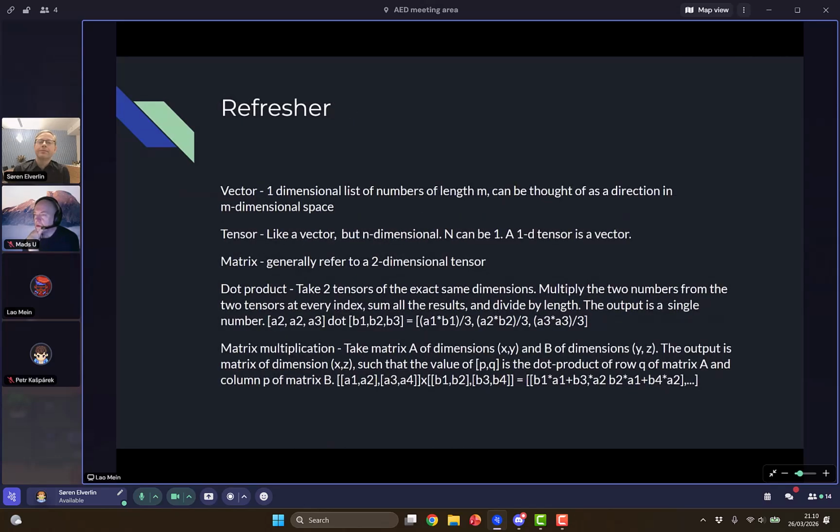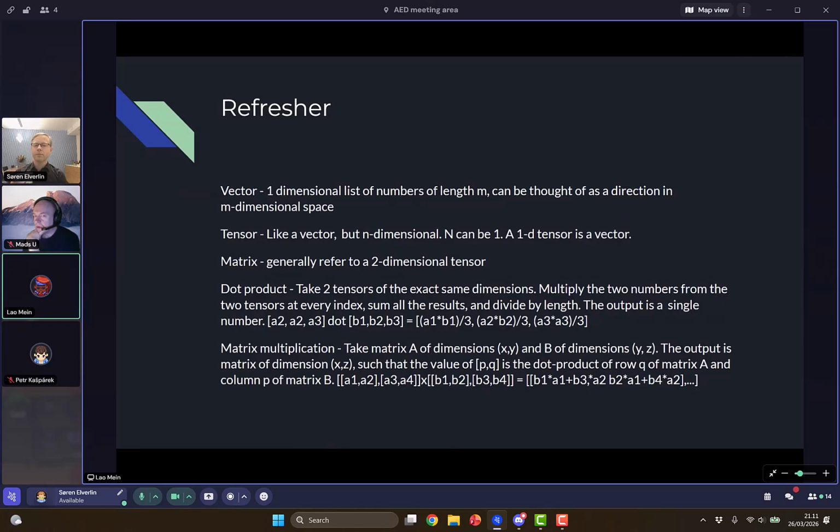Anyways, refresher. I basically used vector and one-dimensional tensor interchangeably. A vector is a one-dimensional list of numbers. You can think of it as a direction in m-dimensional space, where m is the length of that list of numbers. A tensor is like an n-dimensional vector. A one-dimensional tensor is a vector. A matrix is a two-dimensional tensor.